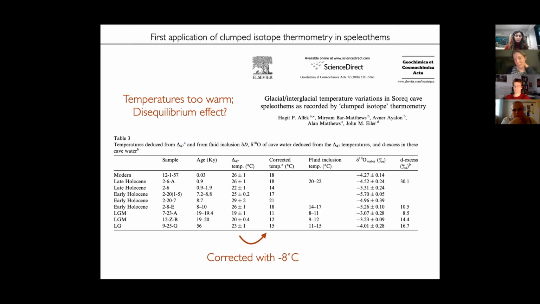So this very clearly showed early on that speleothems can be affected by disequilibrium effects. What Hagit and others did back then was that they basically calibrated with modern day samples and found an 8-degree offset. So they applied this 8-degree offset to all their samples. But now we're a bit more advanced than that. We have different ways of dealing with these disequilibrium effects. But this was basically kind of the first downer in a way for application to speleothem science.